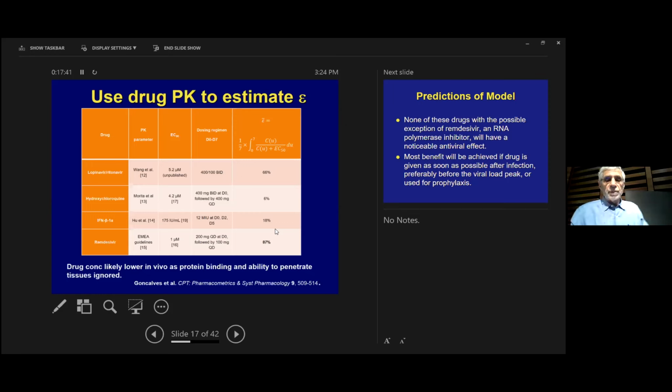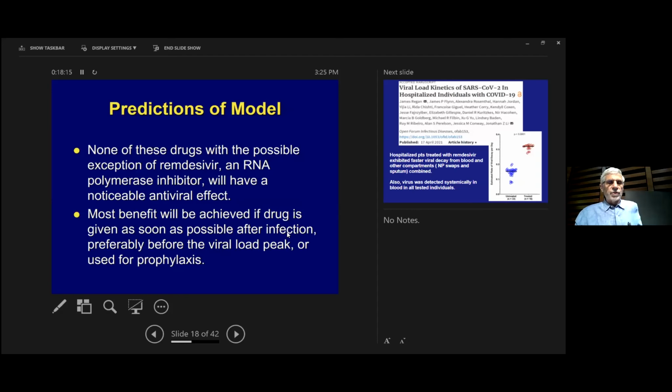And you can see, for example, that hydroxychloroquine, we calculated, would have a 6% effectiveness, so barely any effect at all. And in fact, the only drug of this list that looked like it had some promise might be remdesivir. And these estimates were all made in vitro, and we felt that the drug concentration was likely to be lower in vivo because the drugs can bind to various proteins, so not all of it is bioavailable. It may not be able to penetrate tissues. So we weren't that excited about remdesivir either. But anyway, that's the only one we thought might have a noticeable effect.